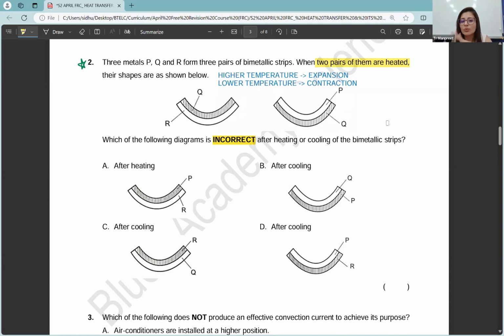Before we go into the question, let's first analyze what is given here. Here R is below, Q is on top. What does this tell you when it's heated? It tells you that R expands the most.